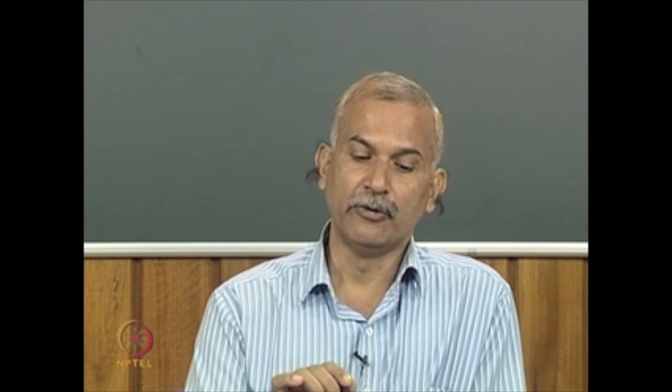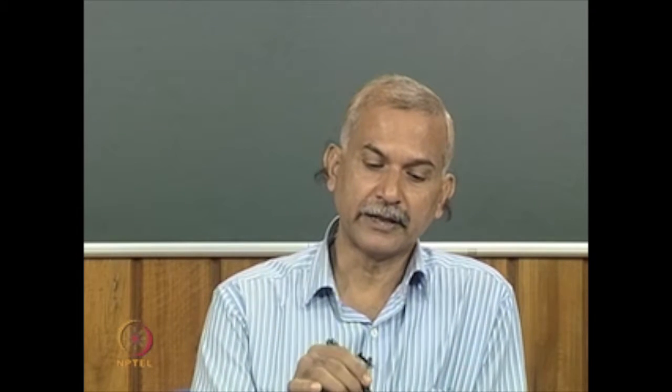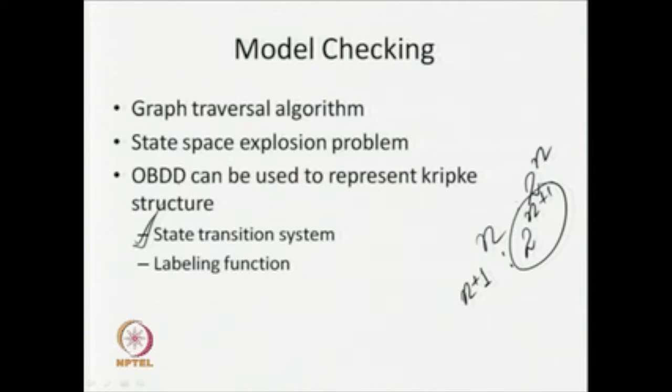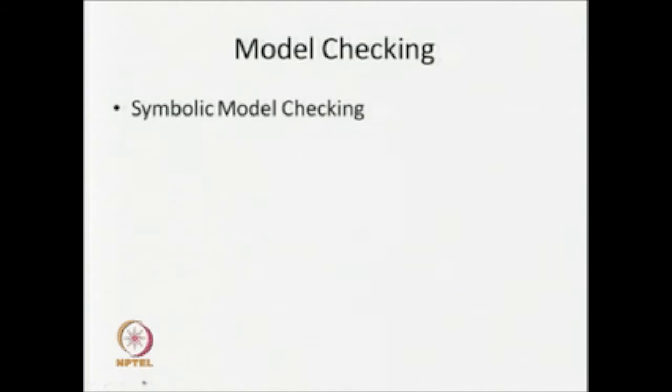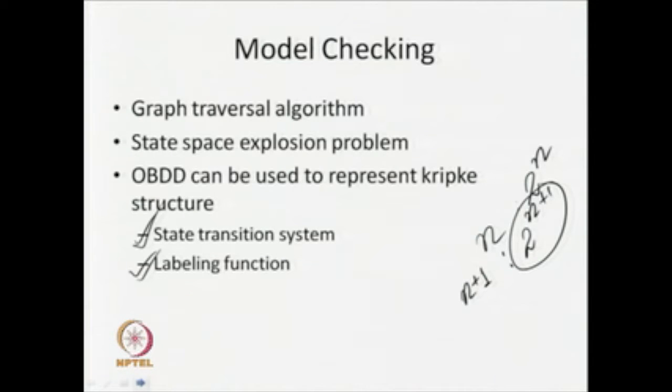So, OBDDs can be used for the state transition system, but in our Kripke structure we have another component, which is the labeling function. Now, how are we going to represent this labeling function? Just see how I am going to keep this particular labeling function.